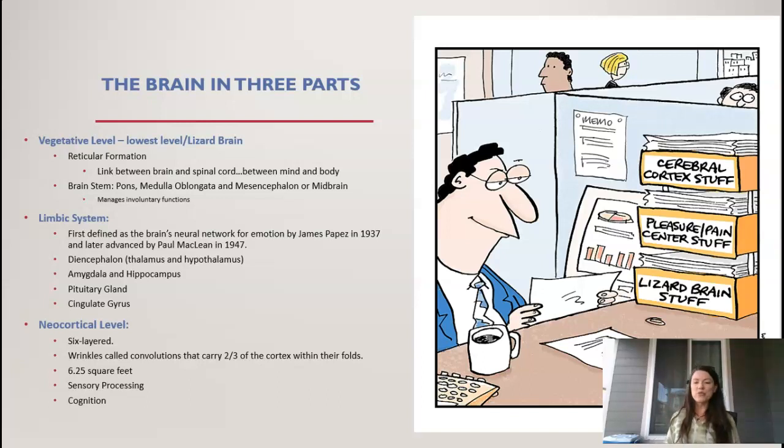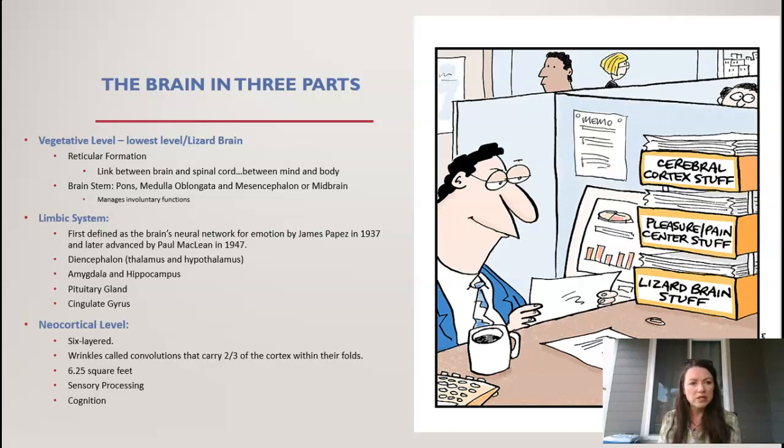So, the brain in three parts. We're going to talk about the brain in these three little parts. Now, you've heard about some of these before, but we're going to go into them a little bit more, right? Okay. So we have the vegetative level. It's also often called the lizard brain.